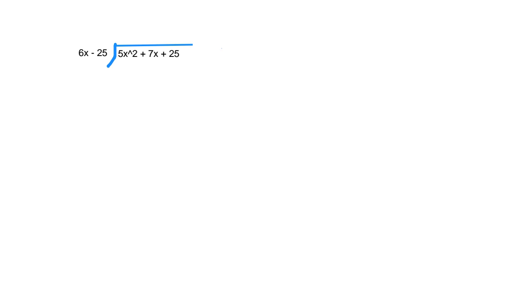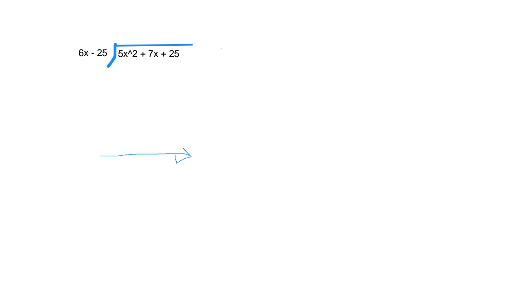It looks like a square root sign, right? So the dividend, the numerator, we put inside. The denominator or the divisor, we put outside. Now what do we do? We want to eliminate the terms inside from this direction. We want to eliminate 5x squared, then 7x, then 25.